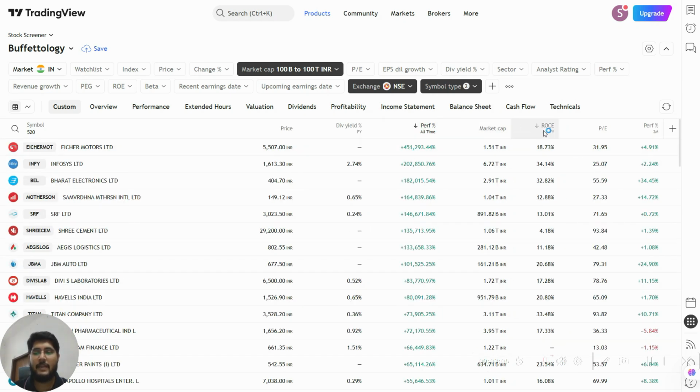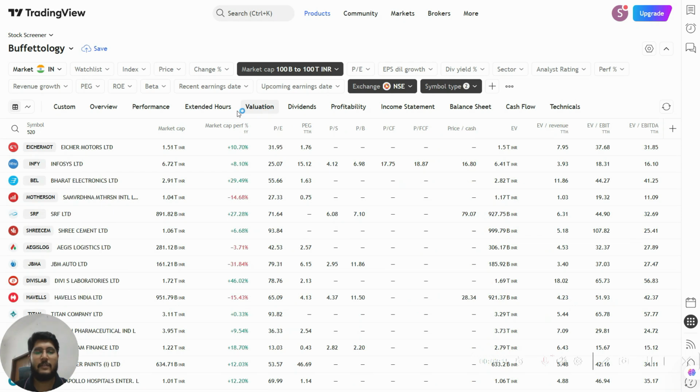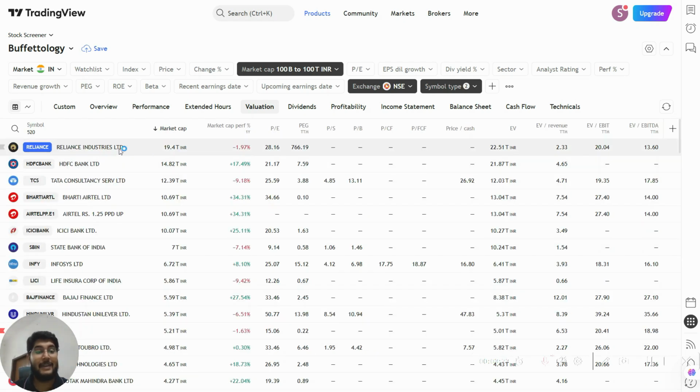Then there are various other platforms, for example, performance as well. Then you have valuations. You can track valuations from here as well. We have your market cap. So let's see which company has the highest market cap. So Reliance Industries, as we all know, has the highest market cap, which is $19.4 trillion. Quite a big number, we all know. Then we have HDFC Bank, which is $14.82 trillion as the market cap. Then we have TCS, which is 12.39 trillion market cap.